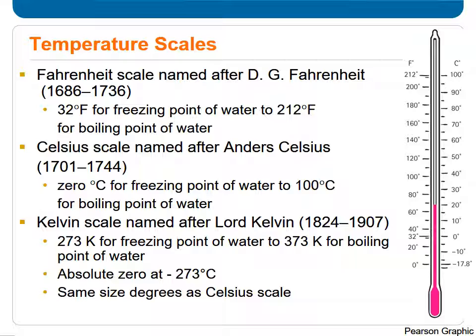In science, the Kelvin scale is used. The Kelvin scale, named after Lord Kelvin, 1824–1907. On the Kelvin scale, 273 Kelvin is the freezing point of water and 373 K is the boiling point of water. Absolute zero is at -273 degrees Celsius. The Kelvin scale is the same size degrees as Celsius scale. Note, in the Kelvin scale, the degree symbol is never written.